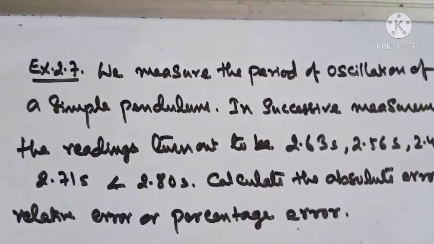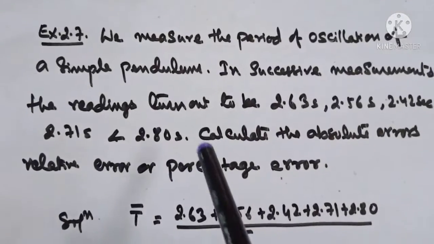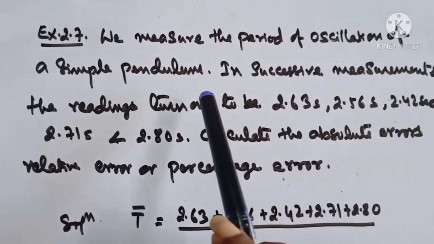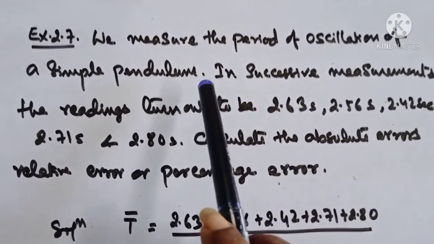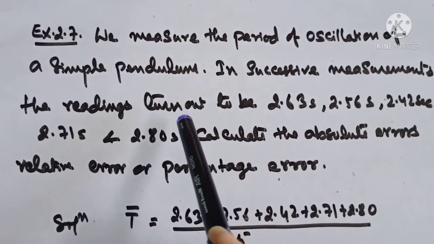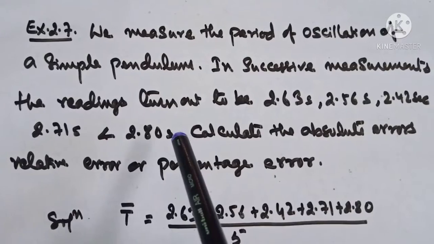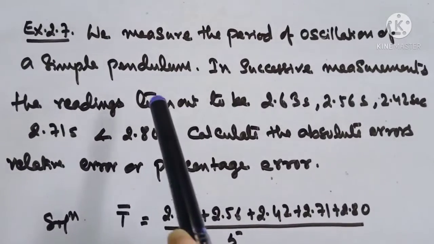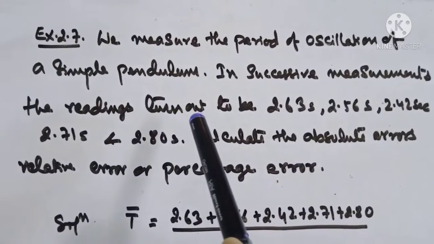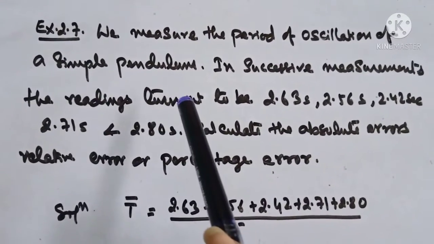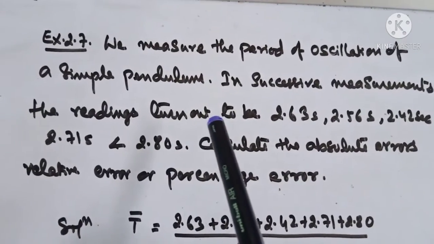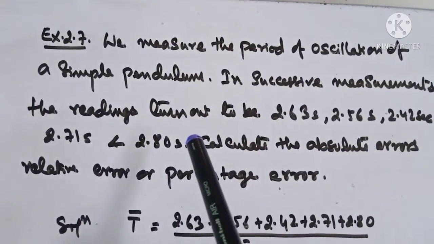Here, I have selected a problem from Chapter 1, Physics, for Class 11 students. I have selected this problem, Example 2.5, which is solved in your textbook, just to show you the relation, how maths and physics are interrelated.